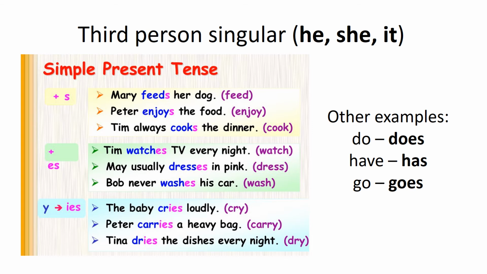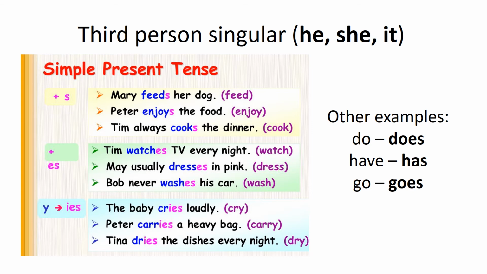Examples are the verb cry, okay? So the baby cries loudly. The verb carry, so Peter carries a heavy bag. And the verb dry means secar, okay? Secar. So Tina dries the dishes every night. Tina seca as louças toda noite.